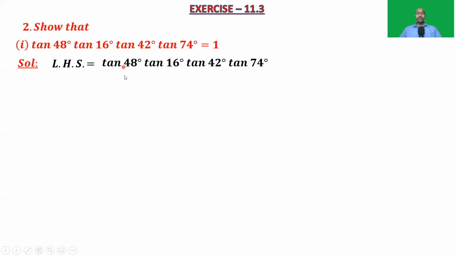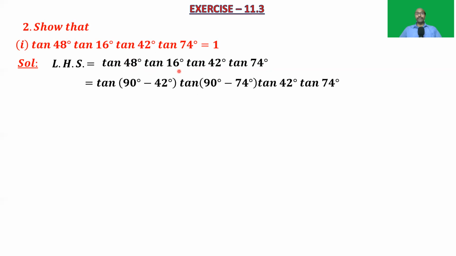Now, in these two, that is in tan 48 and tan 42, change any one ratio into its complementary ratio. And similarly, in tan 16 and tan 74, change one trigonometric ratio into its complementary ratio. So I'm changing here 48 degrees as 90 minus 42 and 16 degrees as 90 minus 74 degrees, like this.